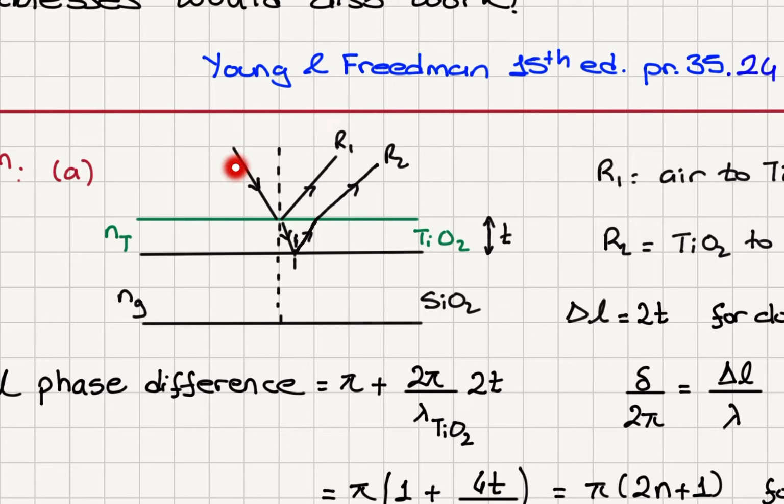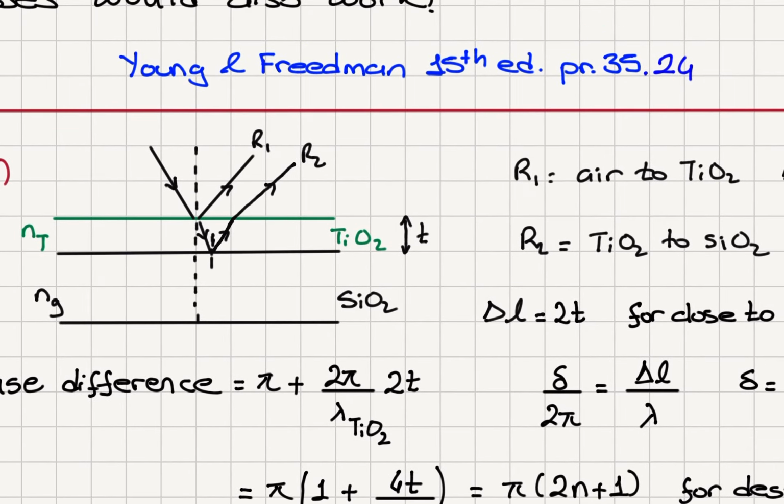Now for the ray that reflects off the titanium oxide, we have a phase shift of pi radians. For the ray that reflects off the titanium oxide glass interface, we have no phase shift, but there is a path difference approximately equal to 2t for close to normal incidence. So the phase shift of pi plus the path difference 2t will cause a total phase difference between these two rays when they meet at this interface.